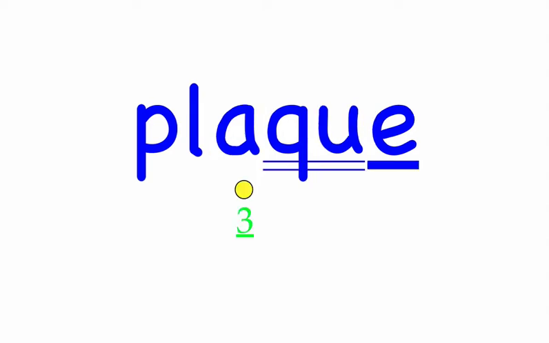Plaque. Here, QU is representing its second sound, k, so double underline QU. We underline the 3 under the A because there's an exception occurring to vowel group 3, and the A here is representing its short sound rather than its long sound. Normally, when you have a silent E at the end of the word, the vowel that comes before it will represent its long sound.